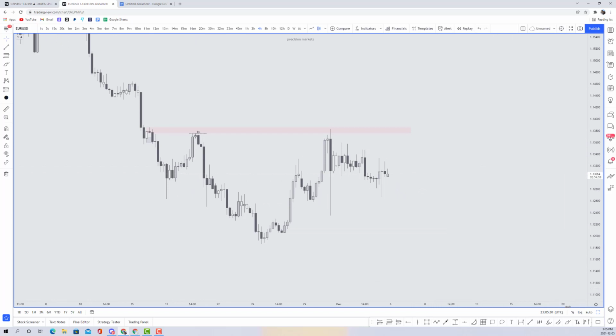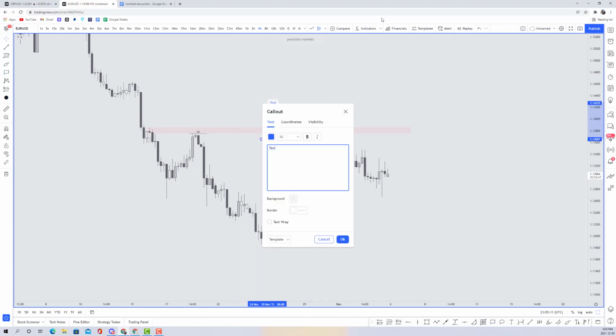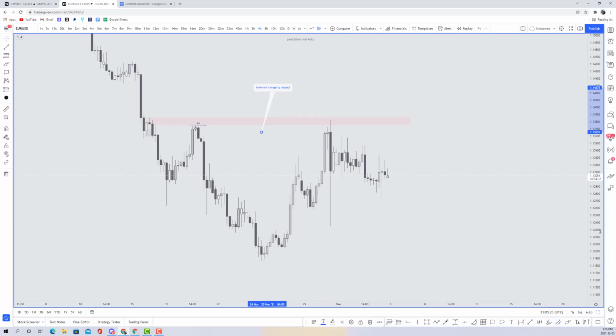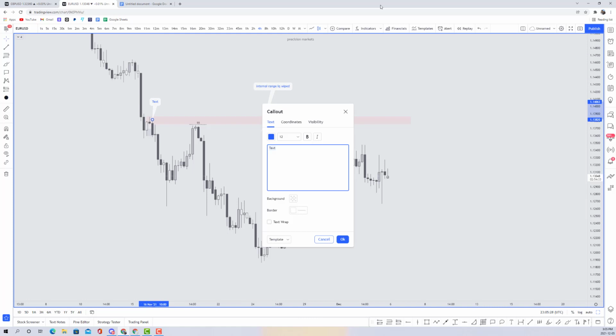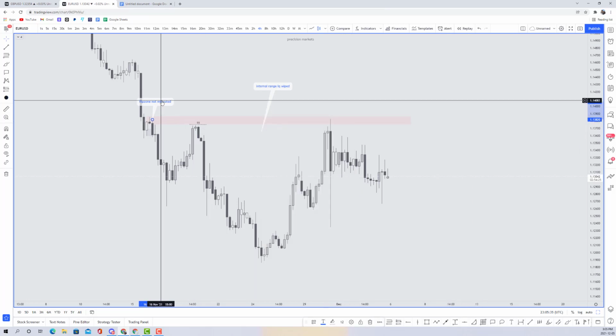One other thing I want to make note of is the whole inside internal range liquidity has been completely wiped. So one of the things we're going to make note of: internal range LQ wiped. And the next thing I want to make note of is the initial flip zone never got mitigated. Flip zone not mitigated.